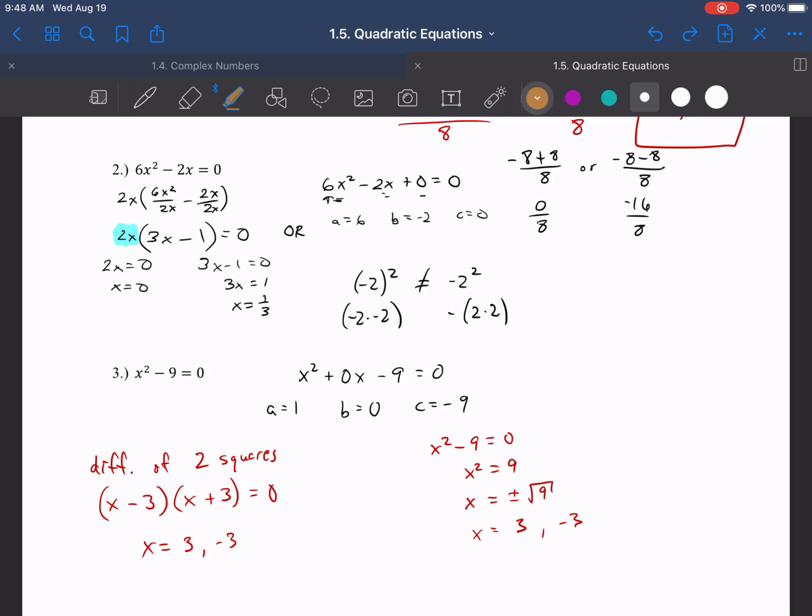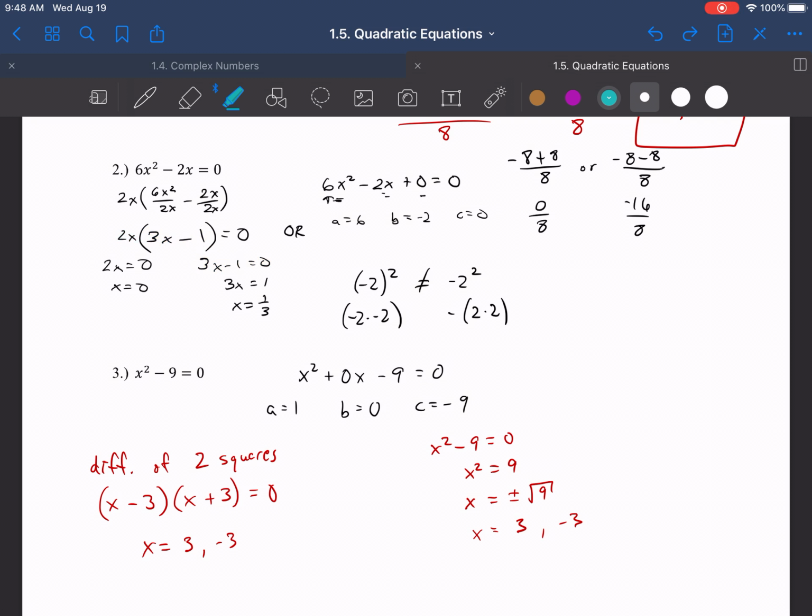So, let me do this in a different color. And so what I did is I said 3x minus 1 equals 0. And over here I said, when does 2x equal 0? And figured out what each one was. When x equals 0, 2x equals 0. And when x equals 1/3, 3x minus 1 equals 0. So that right there gives me my two answers.